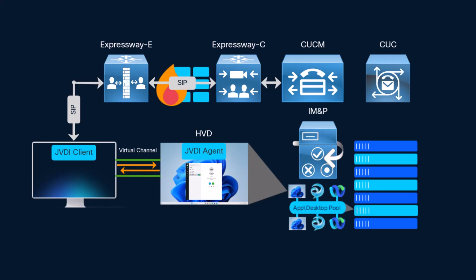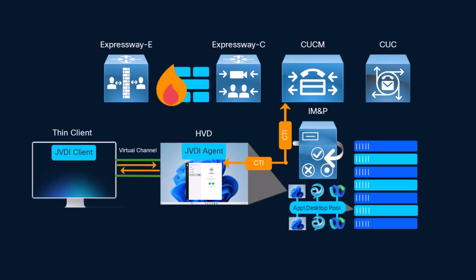Once the CSF device is registered, Jabber attempts to CTI control the registered CSF device. It does this by establishing a CTI control session between the Jabber client on the HVD and the UCM CTI manager service. When completed successfully, Jabber will gain CTI control over the CSF device. This allows the Jabber client to make calls by controlling the thin client CSF device that is registered over MRA.